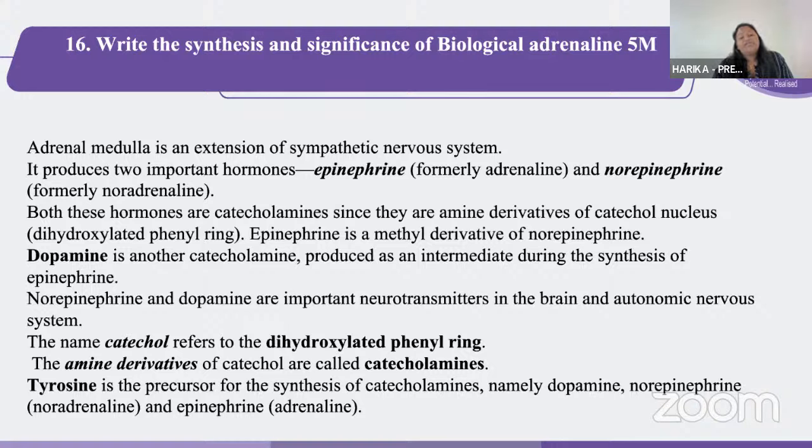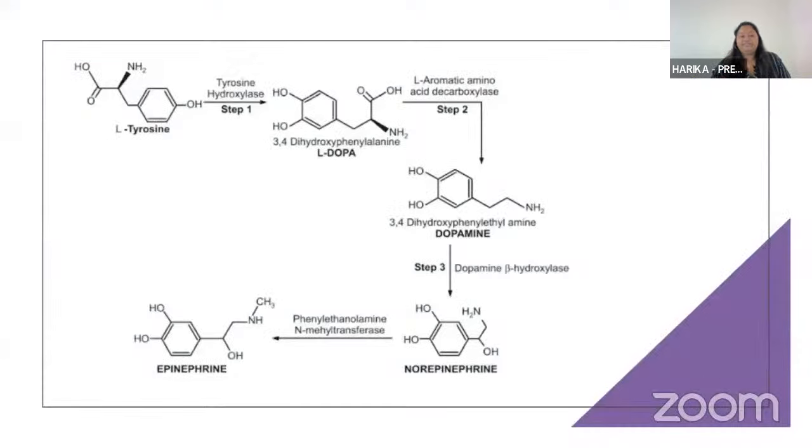The name catechol refers to a dihydroxylated phenyl ring. The amine derivatives of this catechol you call catecholamines, meaning dihydroxylated amines of the phenyl ring are your catecholamines. So tyrosine is the main precursor that helps in the synthesis of catecholamines, namely dopamine, norepinephrine, and epinephrine.